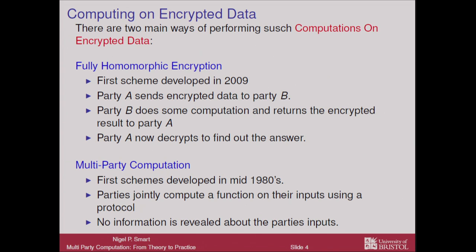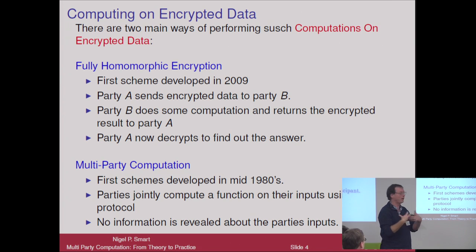There are two main ways of performing computations on encrypted data. The first one that everyone has probably heard of is fully homomorphic encryption. The idea was invented by Rivest and others back in 1978, but actually being able to do it in theory came first with Craig Gentry in 2009. The idea is that party A encrypts some data and sends it to party B. Party B does some computation on that data and sends the encrypted result back to party A, and then party A decrypts.